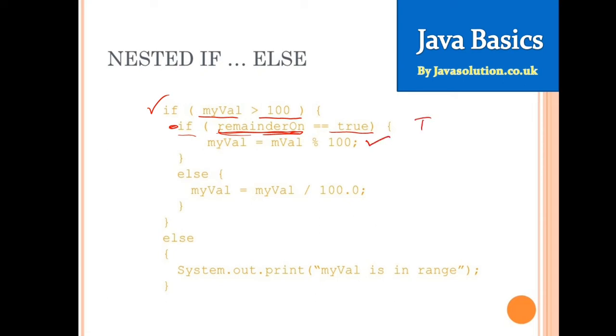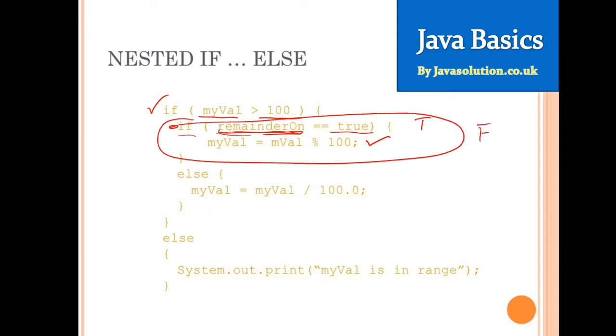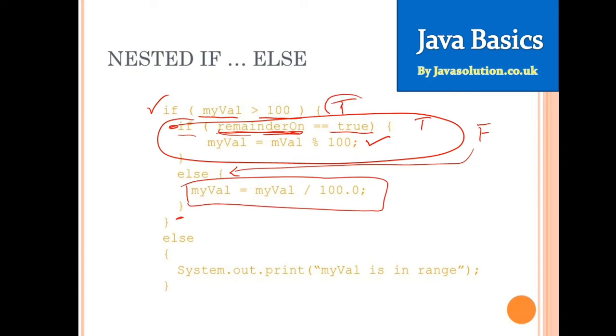If this is not true, so let's say this is false, it will continue the flow to this else statement, proceed with this, and terminate here. So this is the condition when this statement is true.